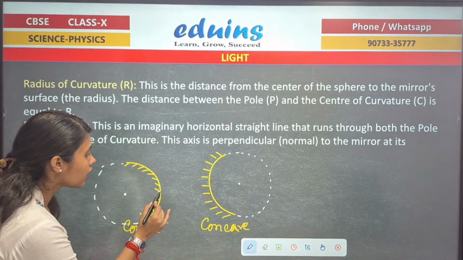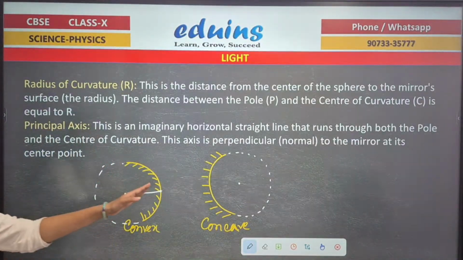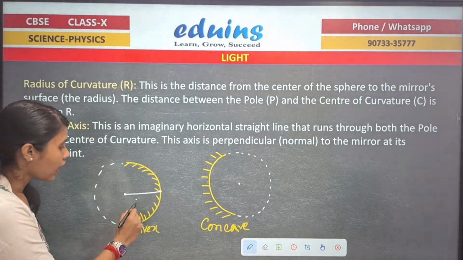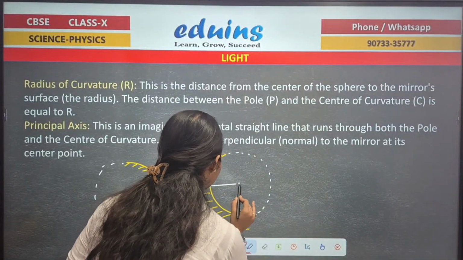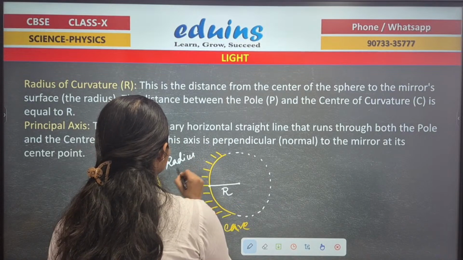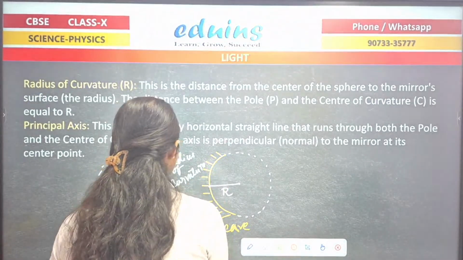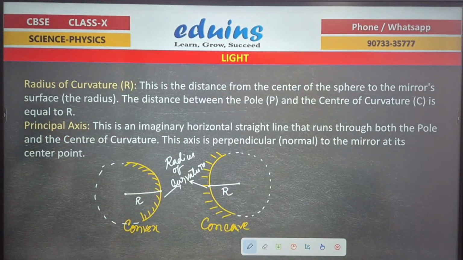And we all know where the pole is situated. So the distance of the pole from the center of curvature is called the radius of curvature and denoted with the symbol R. Okay. So this is the radius of curvature. So the simple definition is the distance between the pole and the center of curvature is equal to R. This is the radius of curvature.